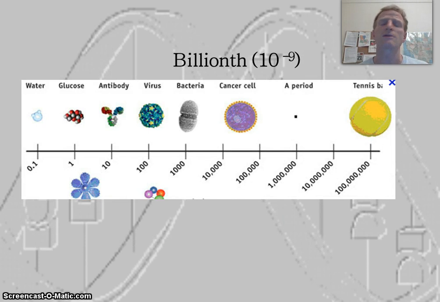Getting even smaller, a billionth. If we're talking about a water molecule, that is 1/10 of a billionth of a meter, very small. A glucose, which is a simple sugar, is about 1 billionth of a meter. The term we use for a billionth is nano. You may have heard of nanotechnology. It's technology that involves developing really, really small particles to do things. And you can see that things like antibodies, viruses, and bacteria are very, very small structures, and we have to get down to the billionth of a meter, a nanometer.